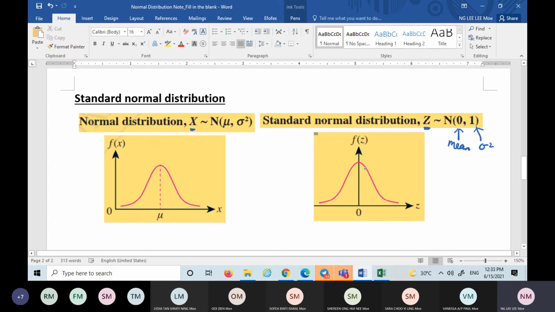Because the line of symmetry is the highest point of the graph, it falls at the axis here, because the mean now is at 0. So this is the difference between the normal distribution graph and the standard normal distribution graph. Here is the mean, mu is 0.